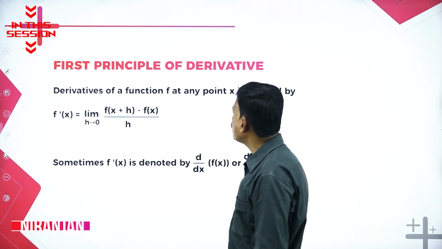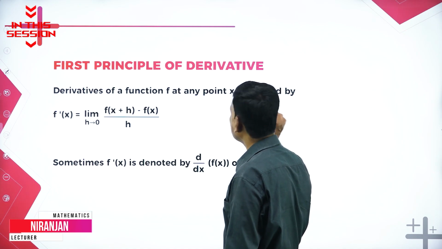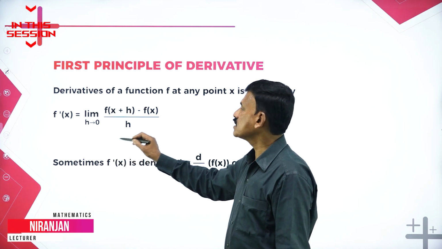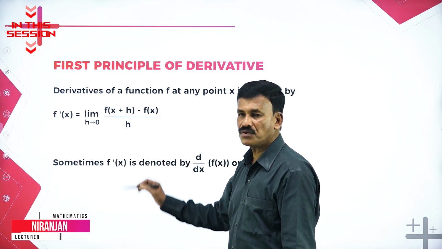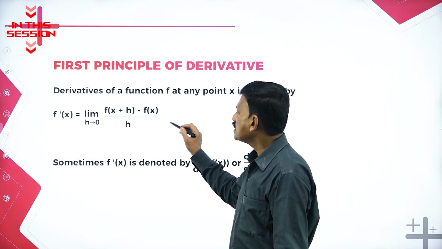The derivative of a function f at any point x is defined by f dash of x is equal to limit h tends to 0 of f of x plus h minus f of x divided by h.